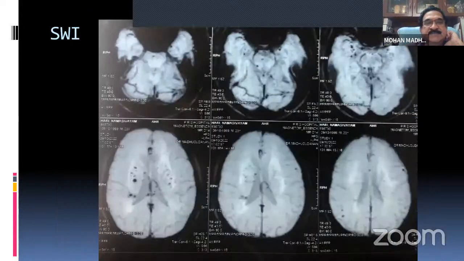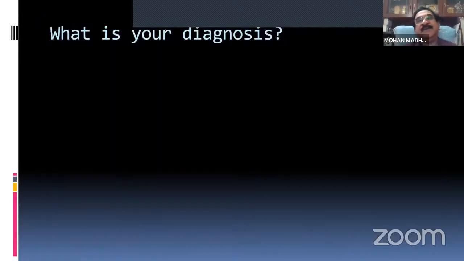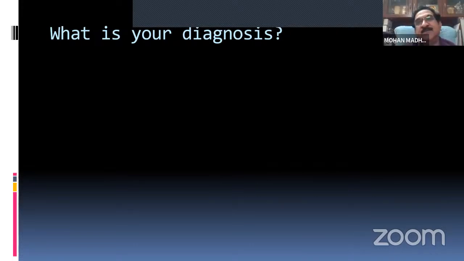This SWI shows microbleeds in the basal ganglia here. Sometimes a few microbleeds in the subcortical areas as well. And mainly in the basal ganglia region, the microbleeds are seen. MRI is taken now. So what do you think the possible diagnosis is? CADASIL. Yeah, I also thought CADASIL, that's a possibility. Any other opinion?